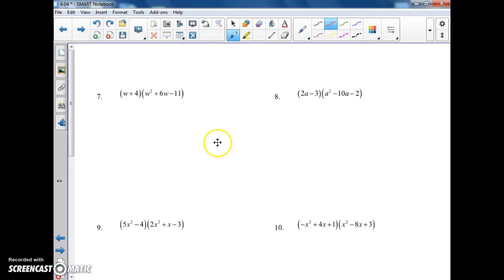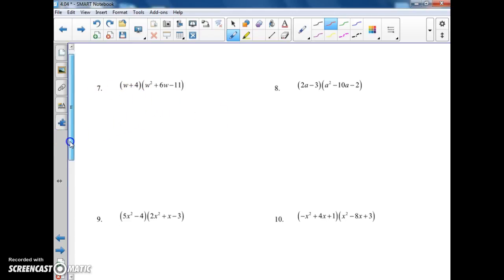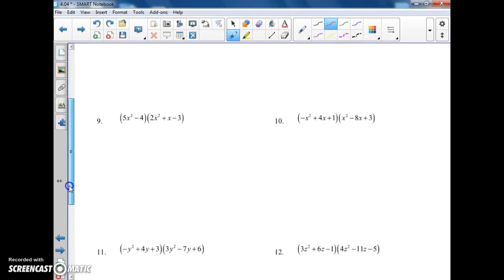Here's the second page. More of the same, right? Long box, right? Or double distributed property for all these, right? For all these, long box.